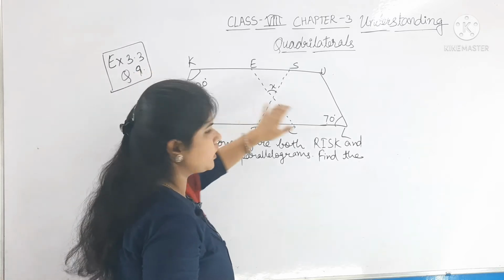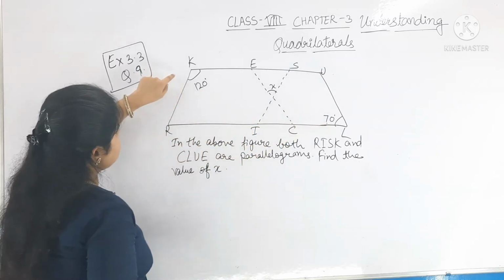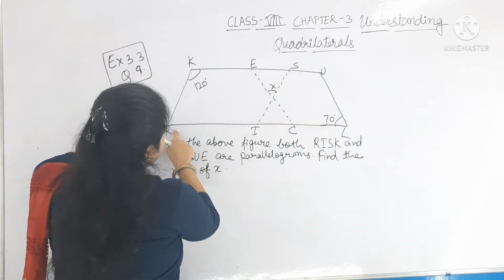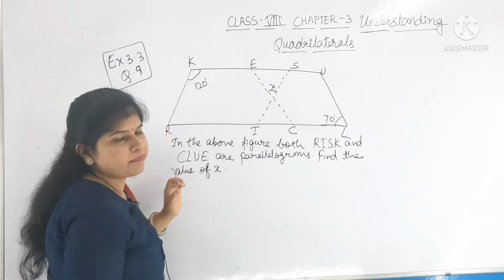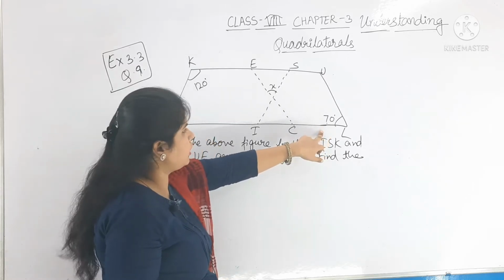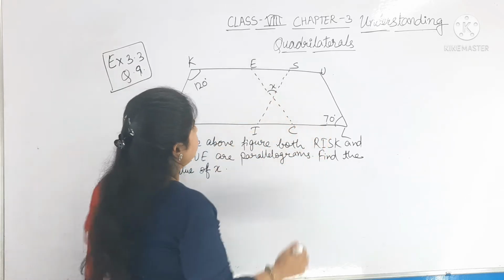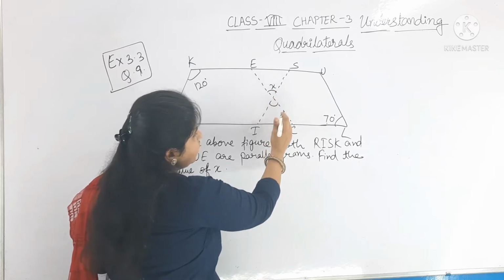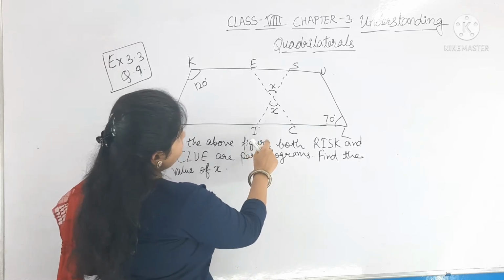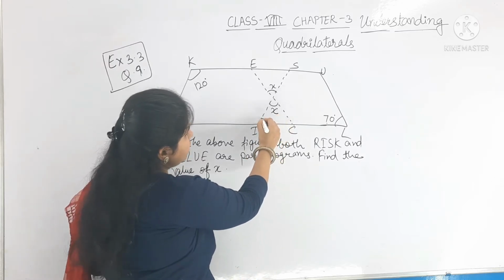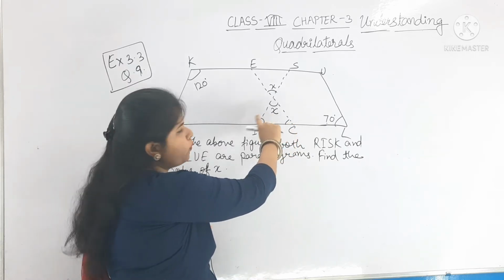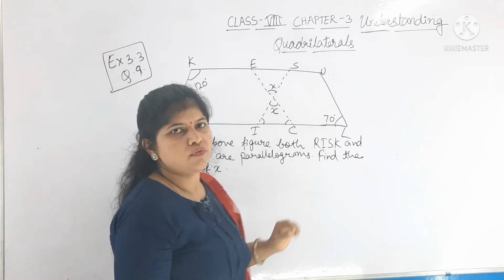Here some figure is given. CLUE is one parallelogram and RISK is one parallelogram. Given angle K is equal to 120 degree and angle L equal to 70 degree. We have to find the value of X. You can see here that it is a vertically opposite angle, so we can write X here. Now what do we have to find X? If we know angle I and angle C, we can easily find angle X with the help of the sum of the angles of a triangle.